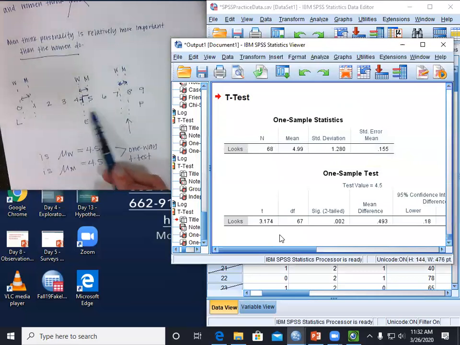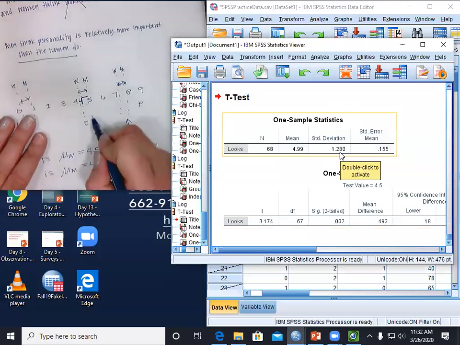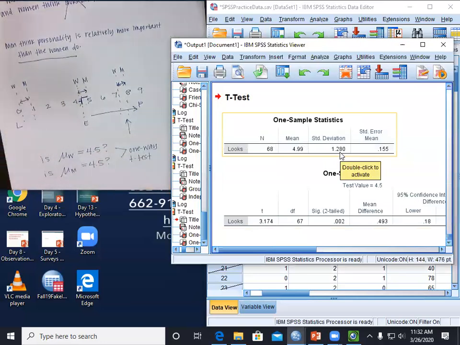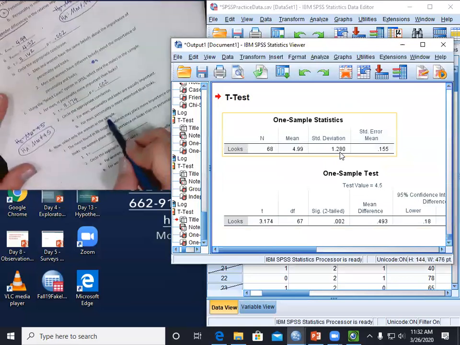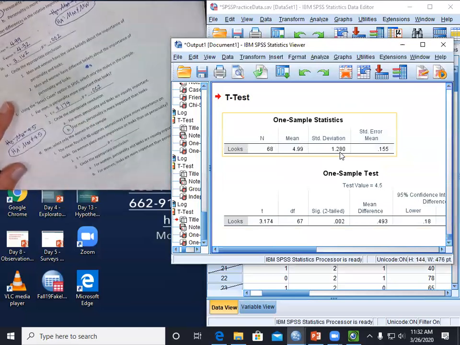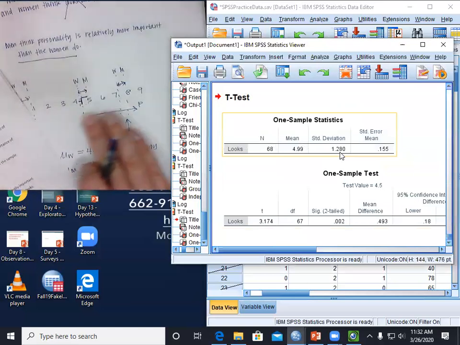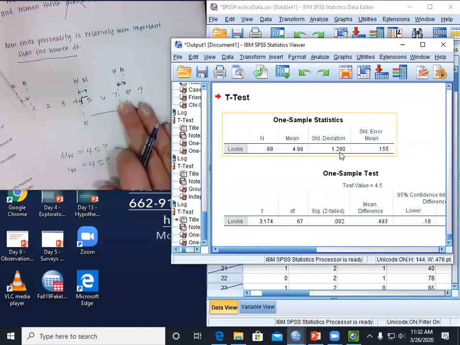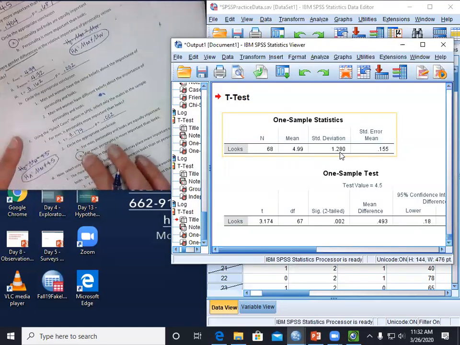All right, 4.99 is greater than the midpoint, so we're concluding that men at the population level are answering somewhere above the midpoint of the scale, which means that for men, personality is at least somewhat more important than looks. All right, so at the population level, men are somewhere in this looks is more important half of the scale. All right, and that's what we're going to conclude here.